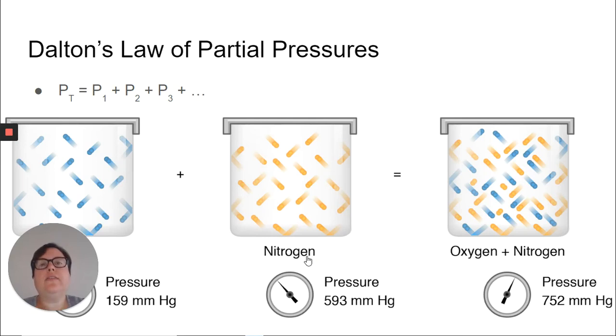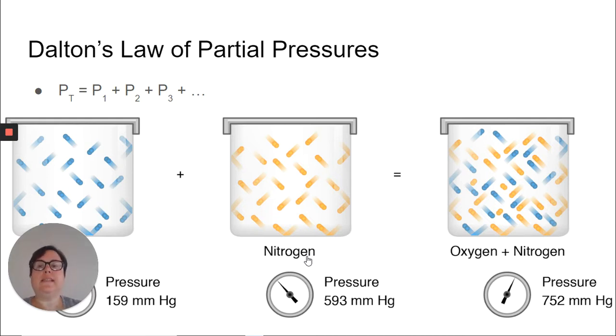Today we're going to look at our last three gas laws. The first one being Dalton's Law of partial pressures. Dalton's Law of partial pressures simply means that when you have a container that has more than one gas in it, the individual pressures add up to the total pressure of all of those gases.